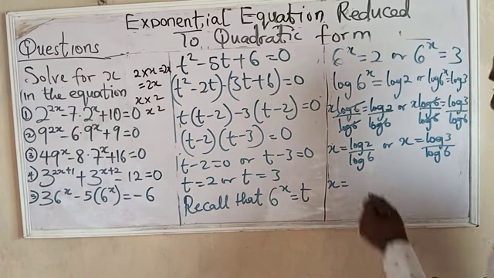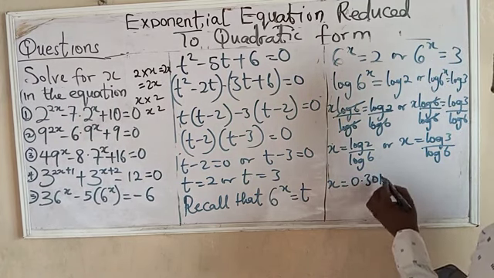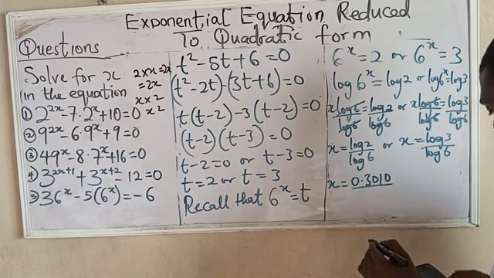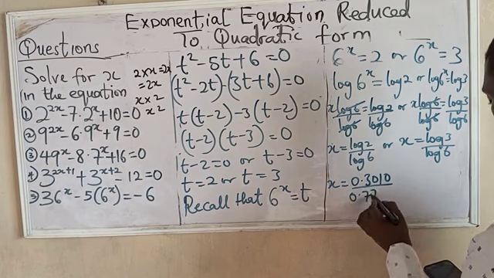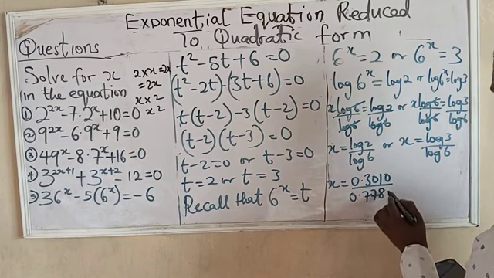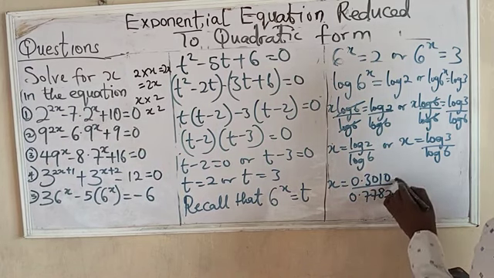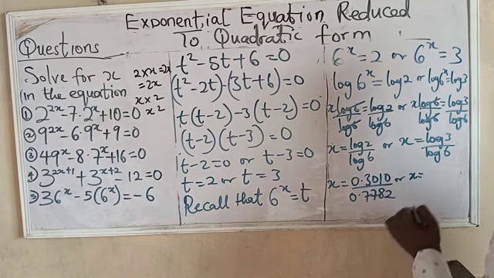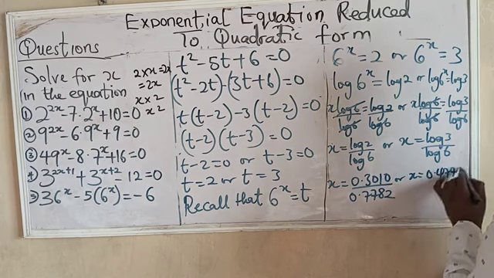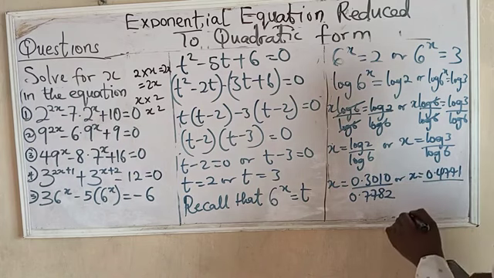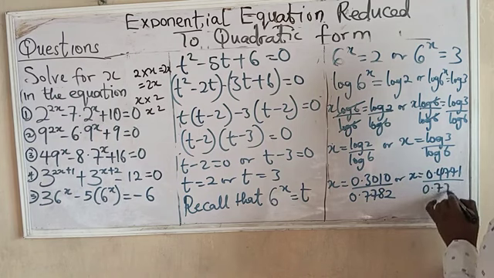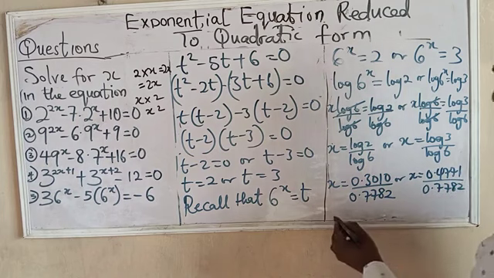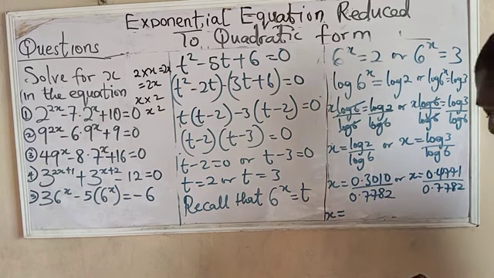So x equals, I check my calculator for log 2. So here we have 0.3010 divided by log 6. I have 0.7782, or x equals, let's look for log 3. We have 0.4771 divided by log 6, which is 0.7782.